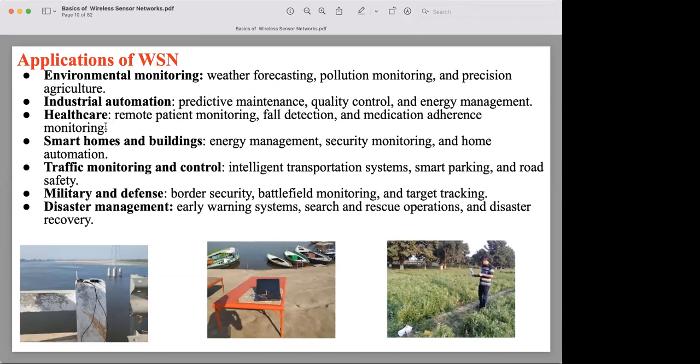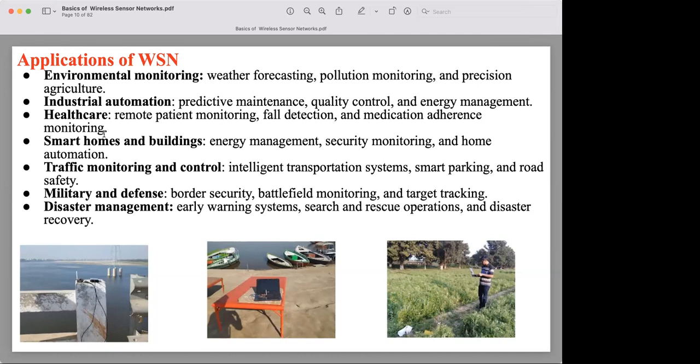Now we come to healthcare. Healthcare also has applications, and the wireless sensor network can be used in healthcare, such as remote patient monitoring, fault detection, and medical monitoring. All these are healthcare related. Healthcare is not only for humans but also for animal categories. Say, for example, have you seen cattle monitoring or dairy product monitoring and other things?